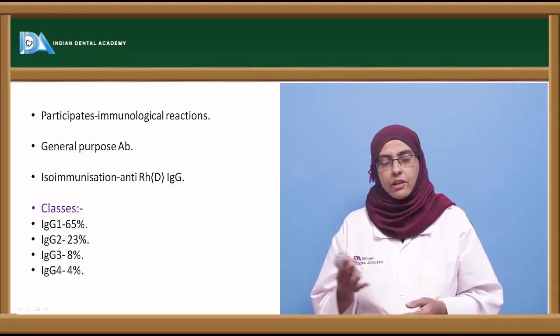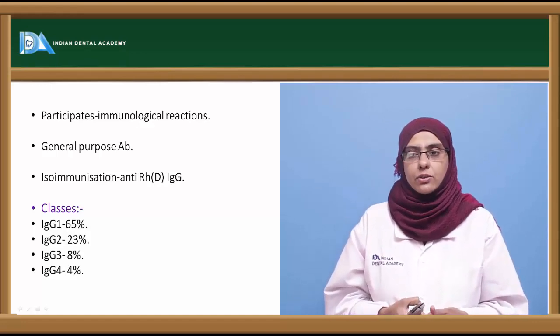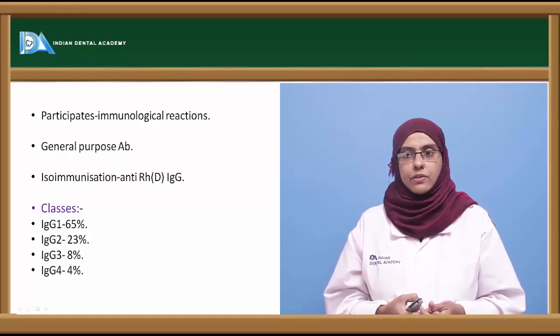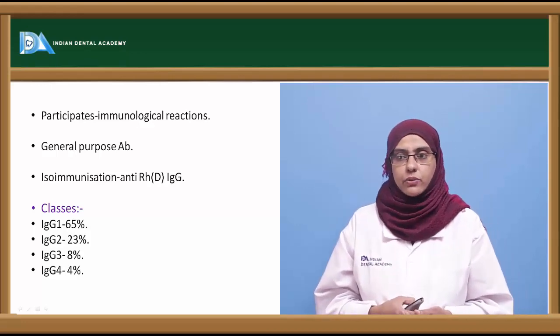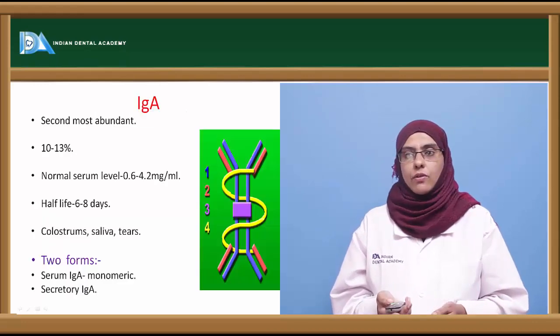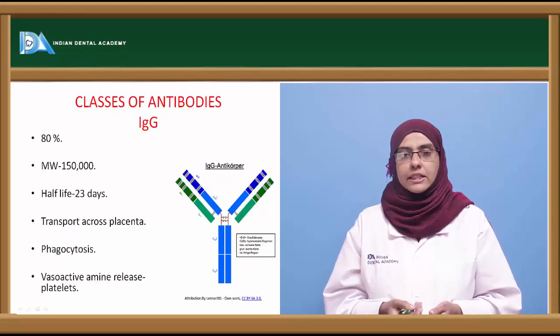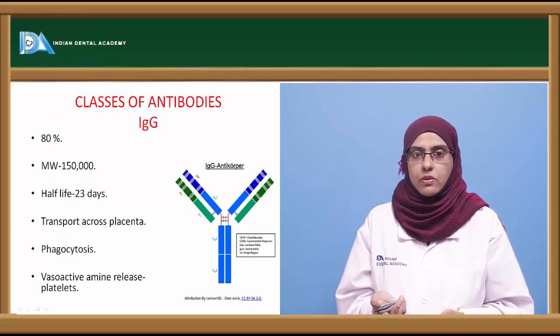And there are a variety of classes of IgG antibodies. They are IgG1, IgG2, IgG3 and IgG4. The concentration of IgG1 is 65%, IgG2 is 23%, IgG3 is 8% and IgG4 is 4%. So this is the antibody that brings about the major effector function of the humoral immune response.